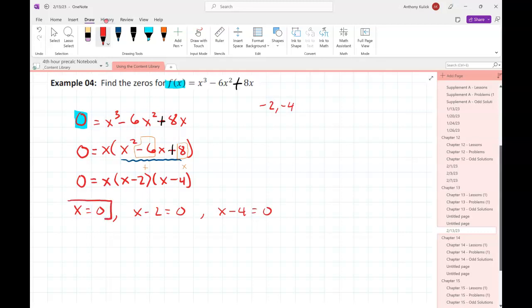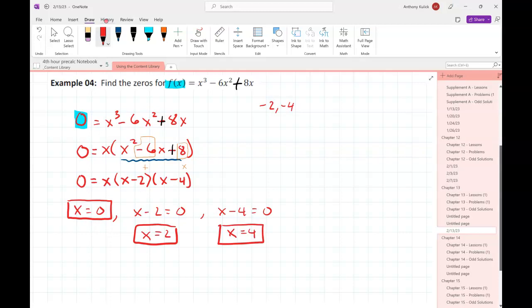Now x equals 0, that's already solved. X minus 2 is equal to 0. Well, I'll just add 2 to both sides. X minus 4 is equal to 0. Add 4 to both sides.